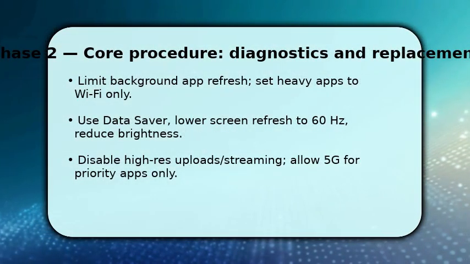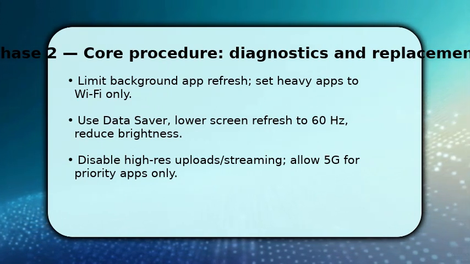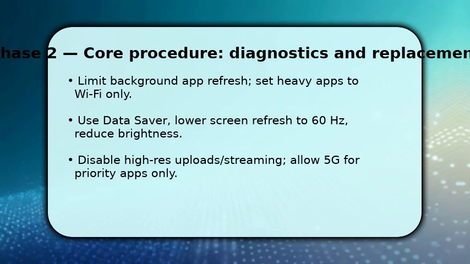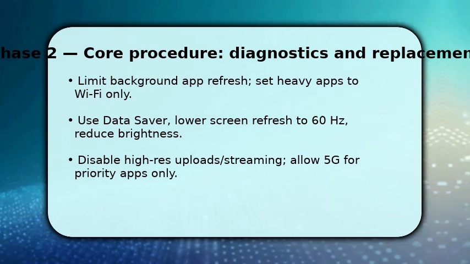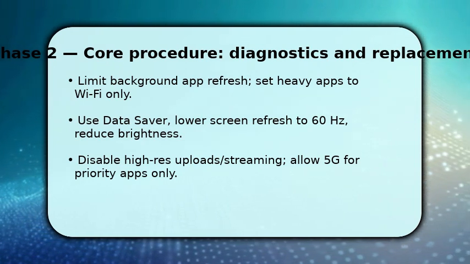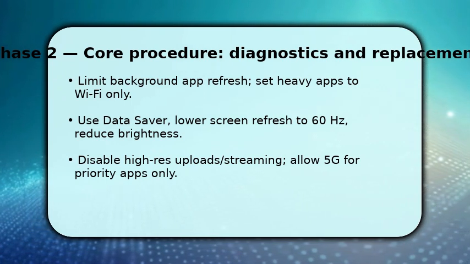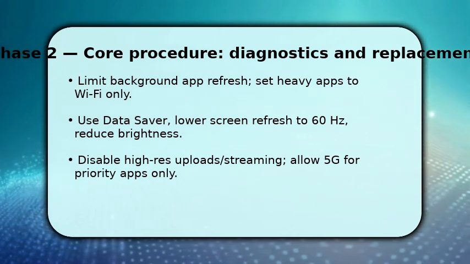Now refine the middle steps. Restrict background app refresh and use app-level settings to allow 5G only for essential apps like Maps or banking. Turn on Data Saver, cap display refresh to 60 Hz, and reduce brightness to conserve power. These steps lower the amount of data and CPU cycles needed.